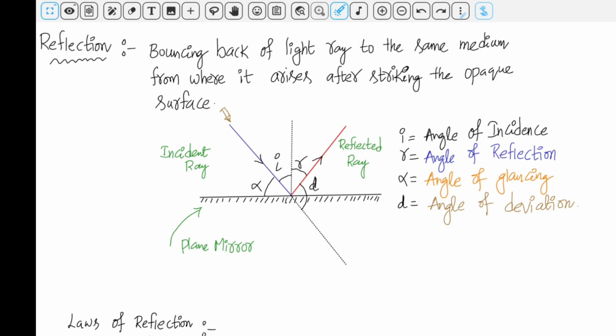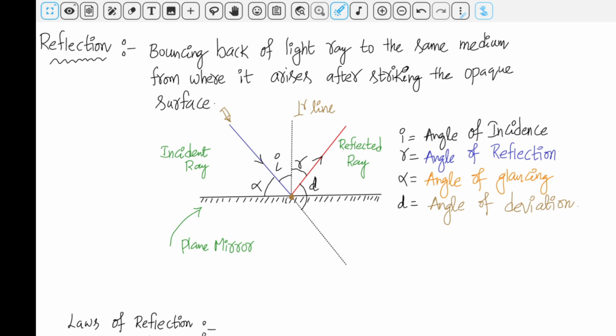Now, what is the angle of reflection? It is represented by small r here. Angle of reflection is nothing but the angle between the reflected ray and the normal. Here normal means a perpendicular line. This is a perpendicular line drawn at the point of incidence. So this is the point where the light ray is striking the mirror, so we call this point the point of incidence. Now at the point of incidence, if you draw a perpendicular line, we call this the normal. The angle made by the reflected ray with the normal is called the angle of reflection.